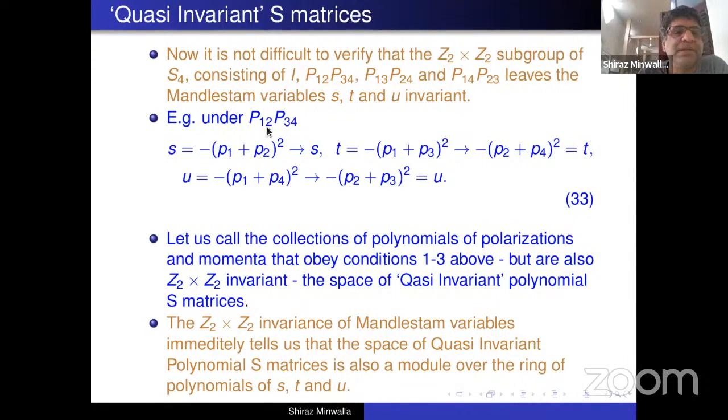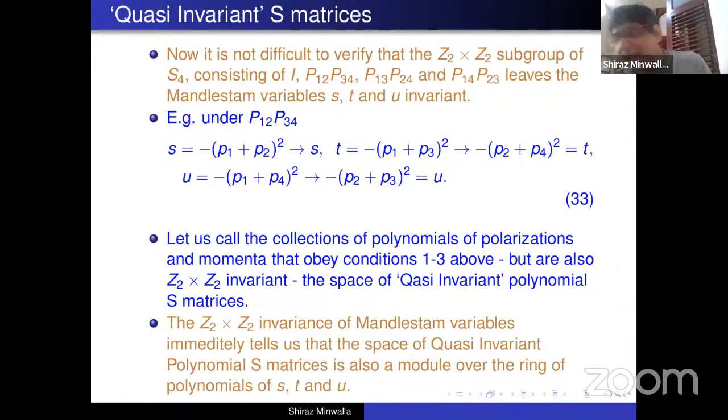Let's check that for a particular example. Let's take one non-trivial element of Z2 times Z2, which is permutation of 1 and 2 and permutation of 3 and 4. So let's look at the variable S. S is (P1 plus P2) squared. If I interchange 1 and 2, of course, it doesn't change. Now look at T. T is (P1 plus P3) squared. I'm supposed to interchange 1 and 2, so 1 goes to 2. But I'm also supposed to interchange 3 and 4, so 3 goes to 4. So this is (P2 plus P4) squared, which is the same as T by momentum conservation. Similarly for U. So all three, S, T, and U, are left invariant under Z2 times Z2 permutations.